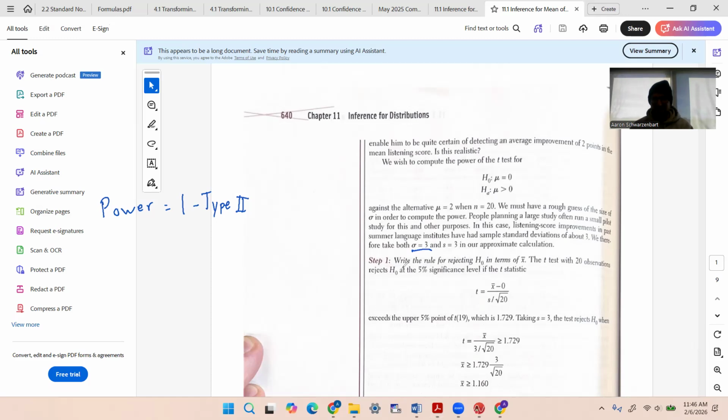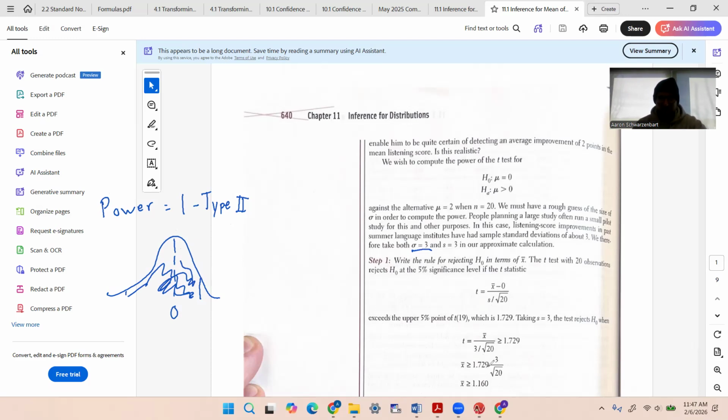The t-test with 20 observations, H naught at the 5% significance level. So essentially we're calculating, here's 0. We're calculating how far out the 95% point of X bar is.